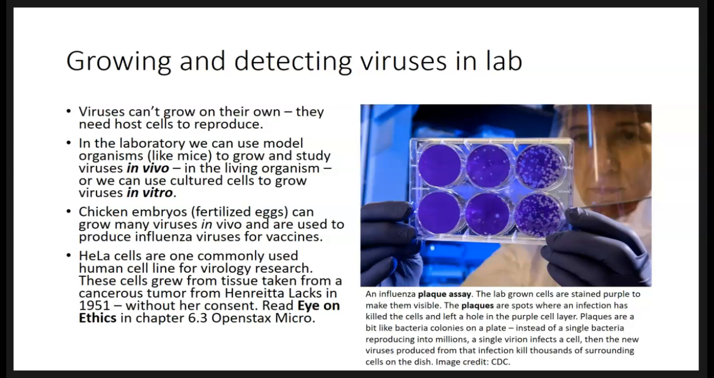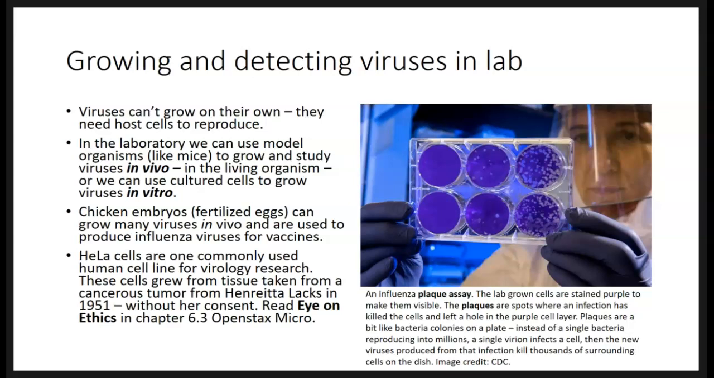These cells have been grown in labs around the world and used in a number of experiments that have provided critical breakthroughs in our understanding of viruses and cancer and a number of other processes. Right? But these cells were also taken from Henrietta Lacks, who was African American, without her consent. And there are a lot of really interesting ethical questions around the use of these cells in labs around the world. And you can read about that in Chapter 6.3 in OpenStax Microbiology.